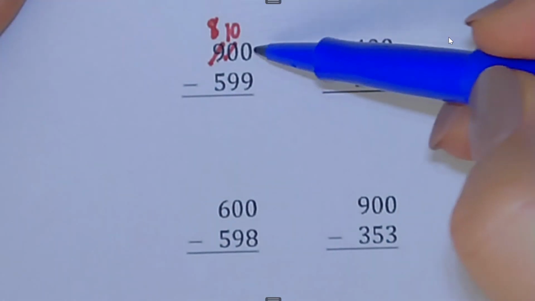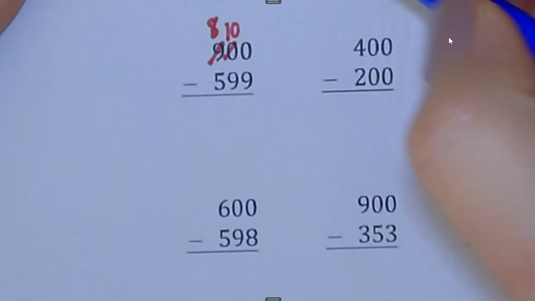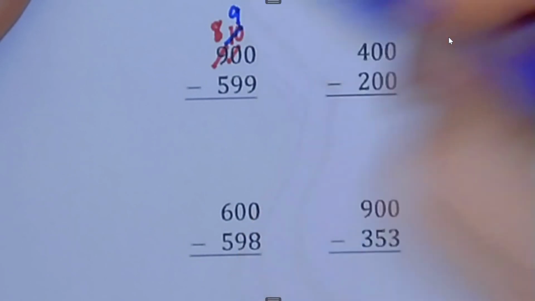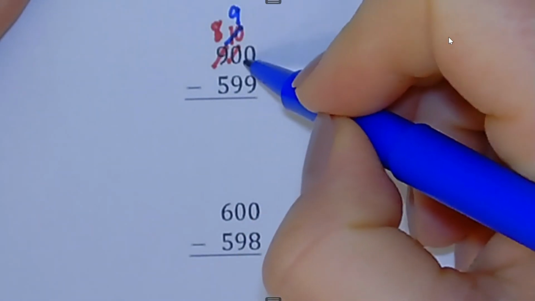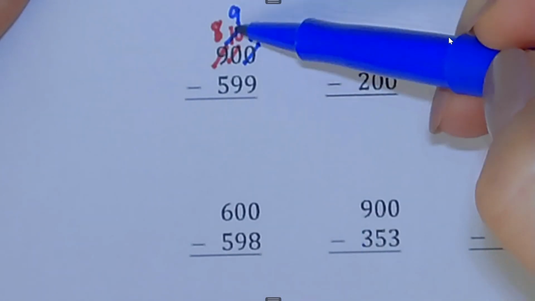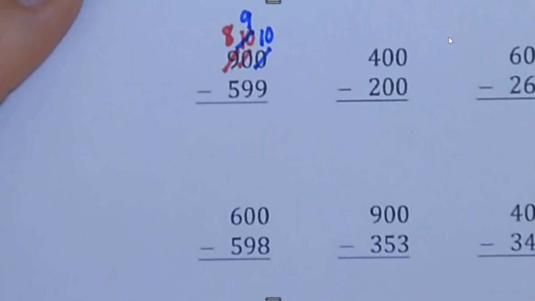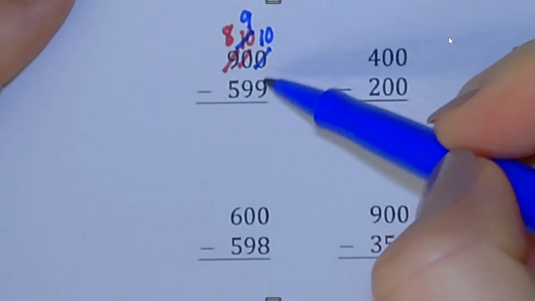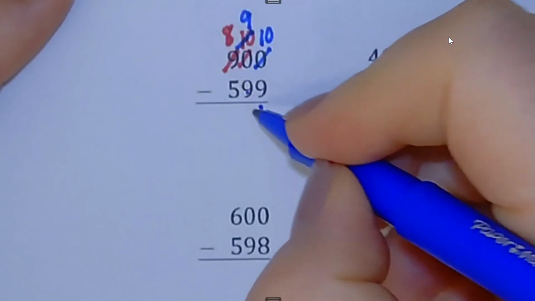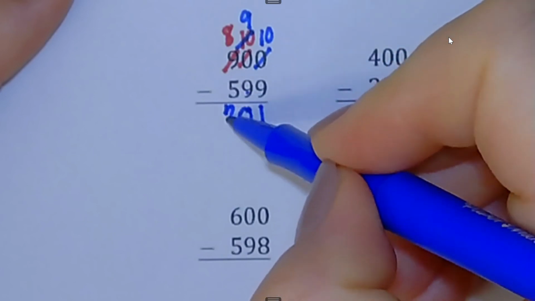So now my ones place, the neighbor is able to help the ones place. So I'm going to cross off the 10 because I'm going to borrow from it and put a 9. And then this becomes 10, because the 1 that I borrowed from that 10 moves over here. So now I can solve. 10 minus 9 is 1. 9 minus 9 is 0. And 8 minus 5 is 3.